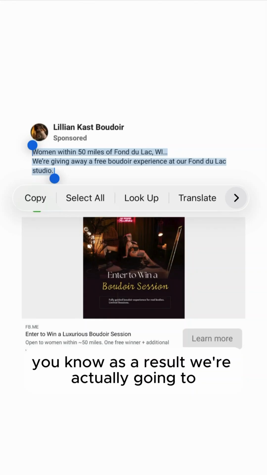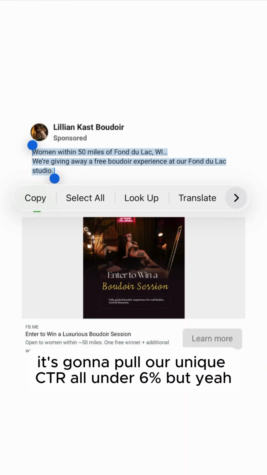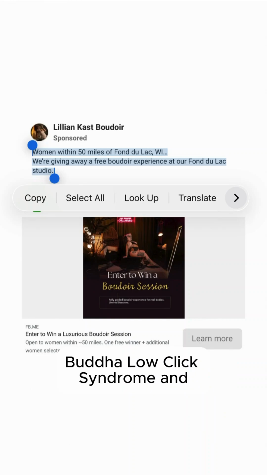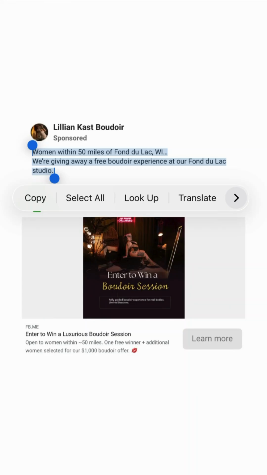As a result, it's going to pull our unique CTR all under 6%, increase the probability we have BLCS, Boudoir low click syndrome, and it's going to be wasting our buckaroos.